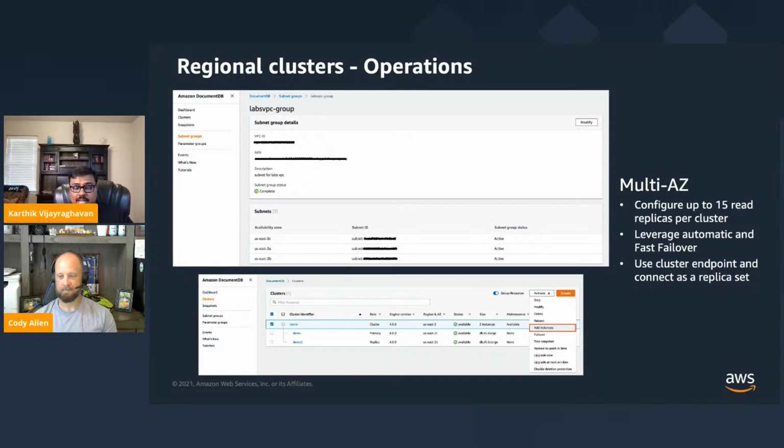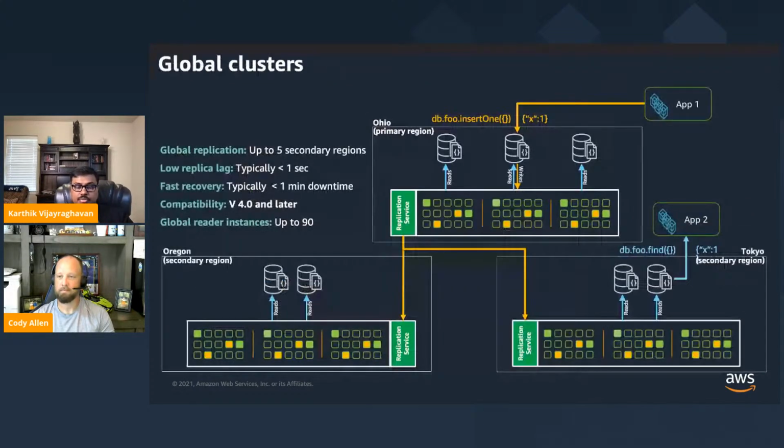So as long as you have at least one more instance in the cluster, it automatically fails over, switches over to the replica instance in case of a primary instance failure. And if you go to the cluster console, you get the cluster endpoint, and you can connect as a replica set. So those are all within a region what you can do. Now, global clusters, like I said, is a brand new feature released just last month.